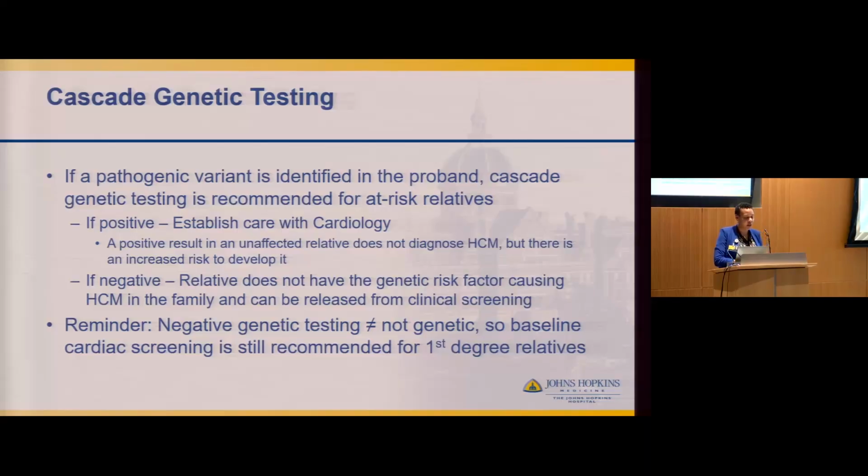And then if that at-risk relative tests negative, but we already know what the mutation is in the family, there's no real need for them to do any longitudinal screening unless something separate comes up for them. That doesn't mean that they're completely immune to any cardiac event in their life, but we know that they did not inherit the risk factor for HCM in the family. And just a reminder, as we talked about earlier, that negative genetic testing does not mean not genetic, so that's why we'll still make that recommendation for first-degree relatives through screening, even if you see me or a genetic counselor and your results are negative.